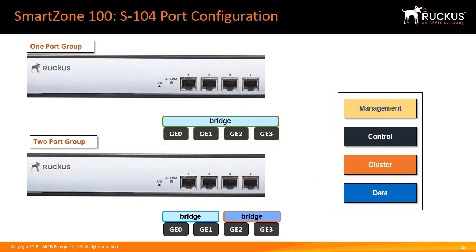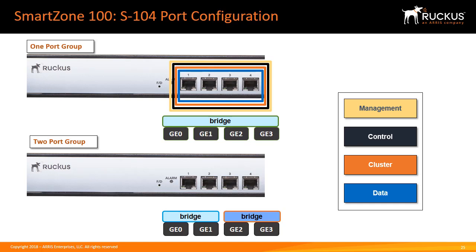The 4 gigabit Ethernet ports can be set up in two ways, a one-port group or two individual port groups. In a one-port group, all of the interfaces are bridged and all management, control, cluster, and data traffic will flow through a single active port on the bridged interface. The interfaces are not a LAG and do not aggregate the traffic. Only one port will be active, though others can be used for redundancy. In a two-port group, the first and second ports are bridged and used for management, control, and cluster traffic, and the third and fourth ports are used for data.